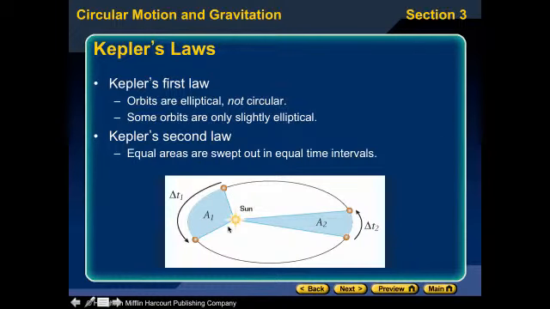For Kepler's second law, equal areas are swept out in equal time periods. So this area is equal to this area. But look at the arc that it has to travel. It has to travel a lot longer arc length in this area than it does in this area, but the same time period occurs, which means you're going to be moving faster around the sun in this time period, this distance, than out here.